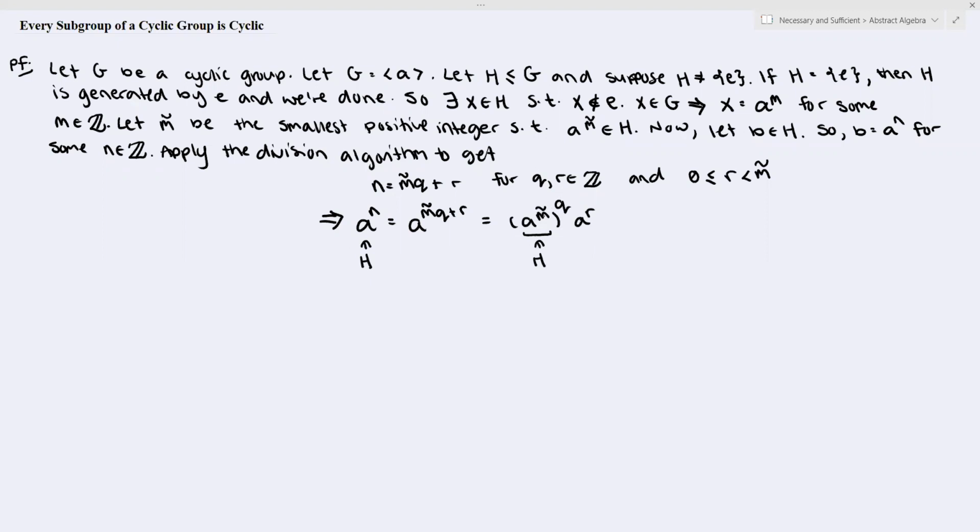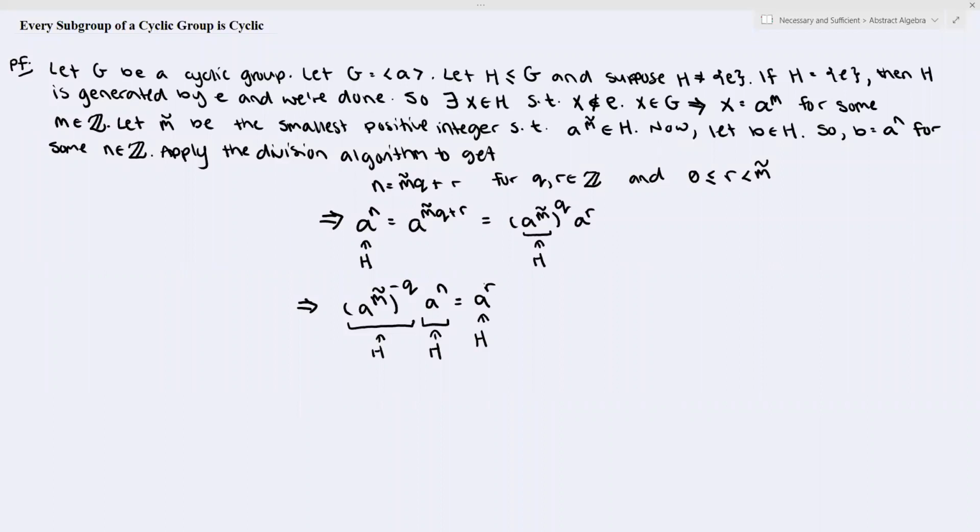So I'm now going to apply the inverse of A to the M tilde to the Q on the left. So I get A to the M tilde to the minus Q times A to the N is equal to A to the R. Now, this is an element of H, and A to the N is an element of H. Because H is a subgroup, it's closed under its binary operation, so this entire thing is an element of H. So this means that A to the R is an element of H. And we're almost done from here.